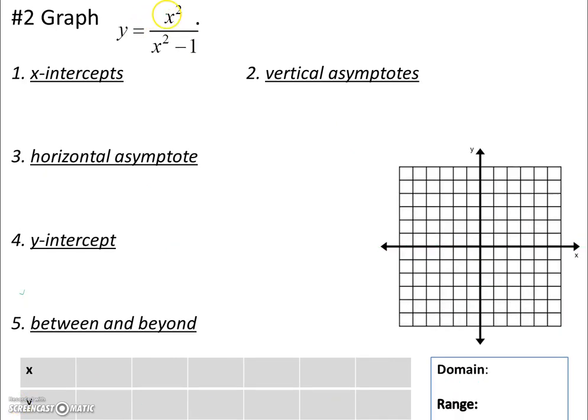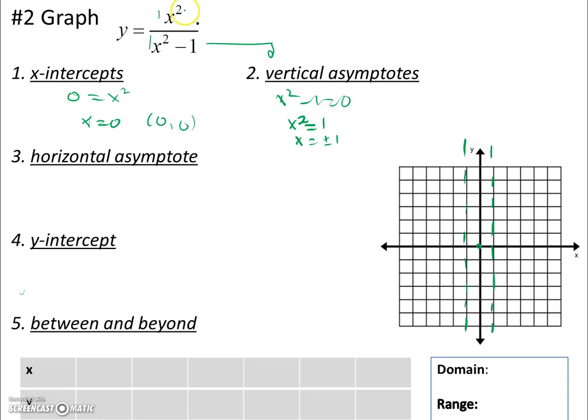Okay, so for this one, I have a 1 for my leading coefficient here and here. So to find my x-intercepts, I'm going to set my numerator equal to 0, and I get 0 equals x squared, or x equals 0. So again, I have it going through the origin 0, 0. To find the vertical asymptotes, you set your denominator equal to 0. I have x squared minus 1 equals 0, x squared equals 1, and so you get x equals plus or minus 1. So I have two vertical asymptotes, one at x equals 1 and one at x equals negative 1. So I can go ahead and draw those dashed lines in for my vertical asymptotes at x equals 1 and negative 1. You take your square root, don't forget your plus and your minus.